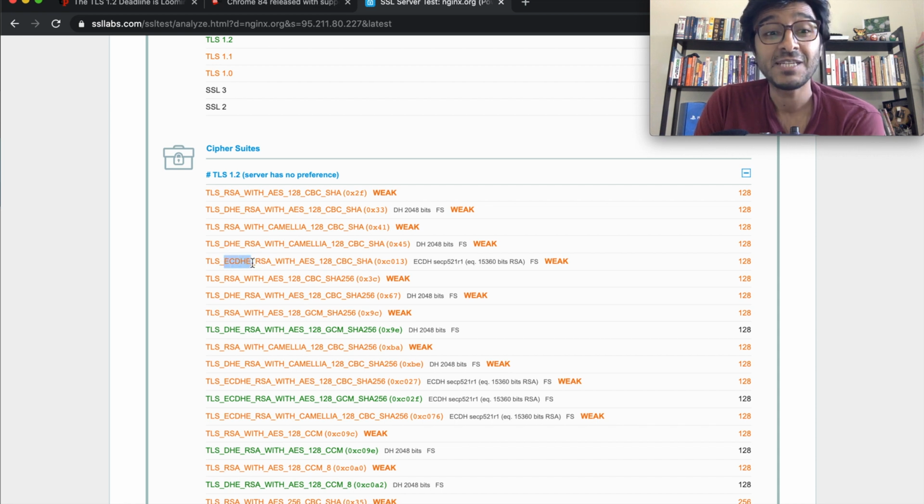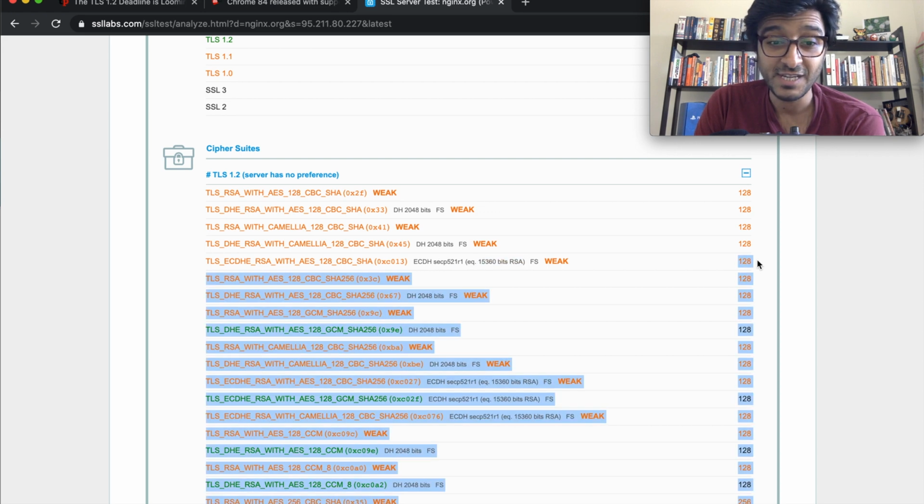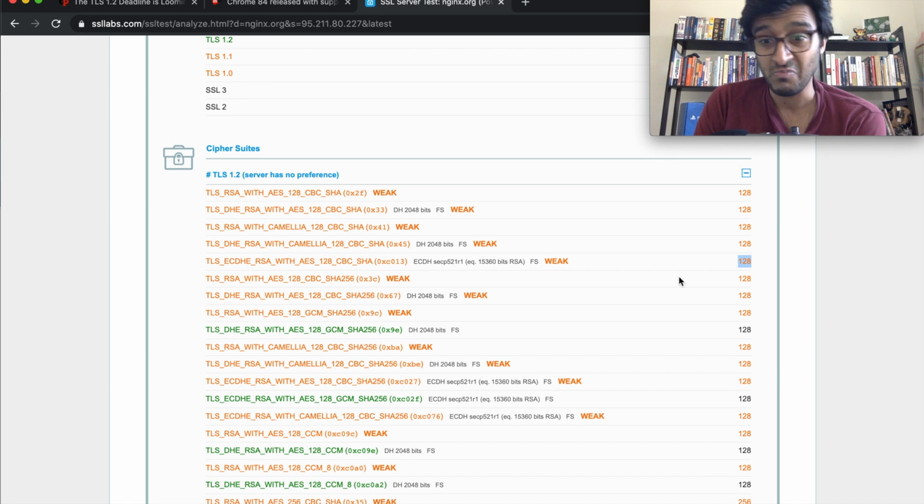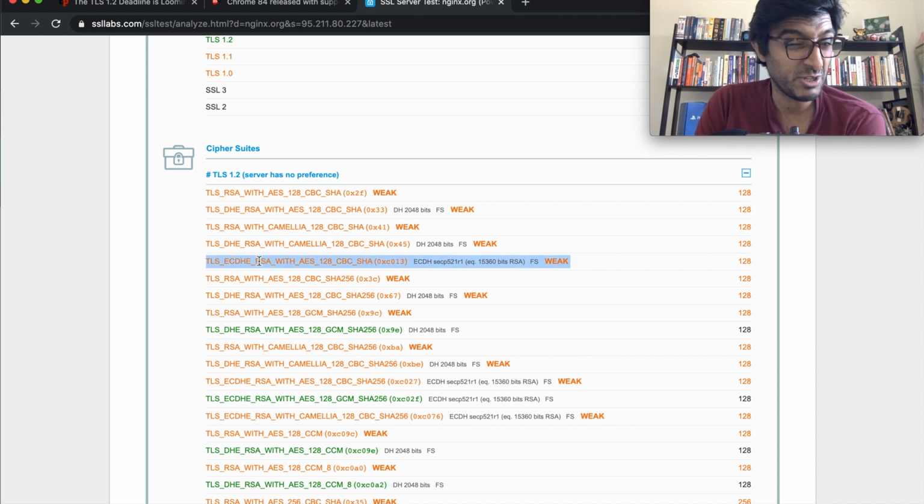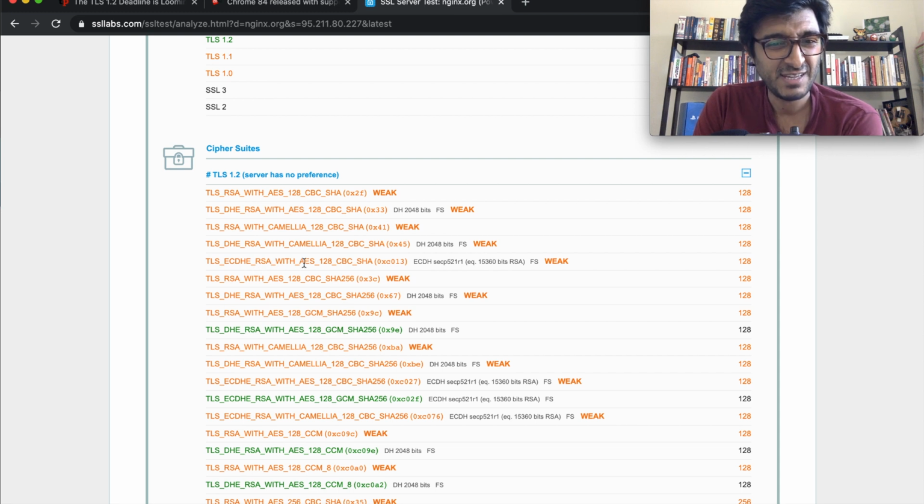What? Look at this. So this is ECDH. This is elliptic curve Diffie-Hellman, but it uses RSA with AES, right? So why is this weak? I don't understand. Interesting. Is it because AES 128? Maybe. I really doubt it though. I don't know why this is weak. This looks pretty strong to me, unless they were using RSA with AES.